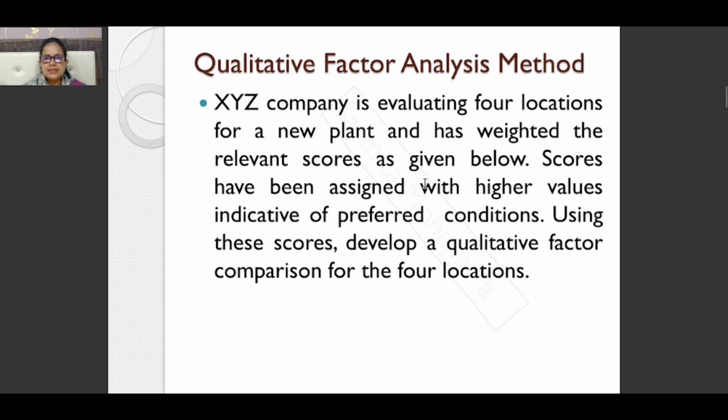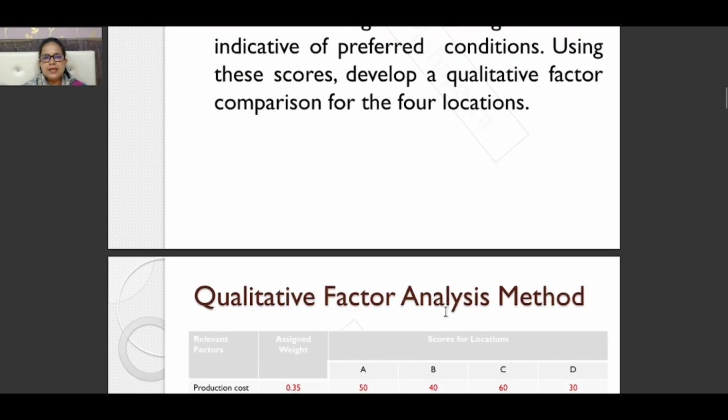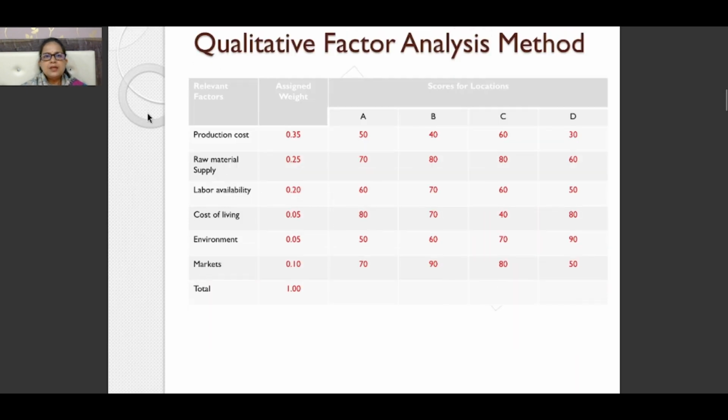Scores have been assigned, with higher values indicating preferred conditions. Using this score, develop a qualitative factor comparison for the 4 locations. So let us see the table. What is given? These are the relevant factors.